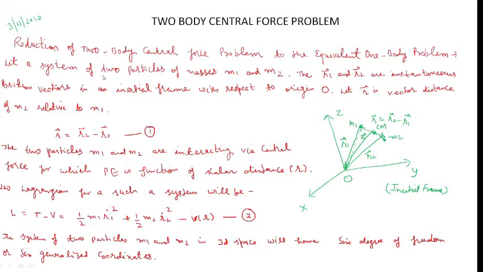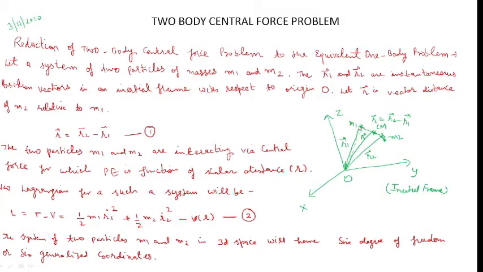Here let us consider a system of two particles of mass m1 and m2. The vector r1 and vector r2 are their instantaneous positions in an inertial frame with respect to origin O, and let vector r be the vector distance of mass m2 relative to mass m1. Here you can see in the diagram that it is an inertial frame and m1 and m2 are the two particles.